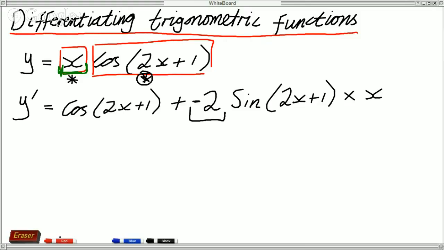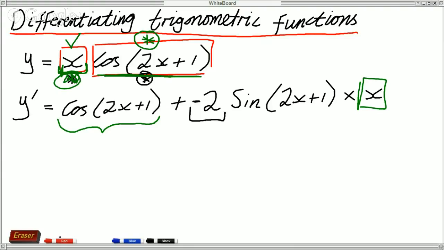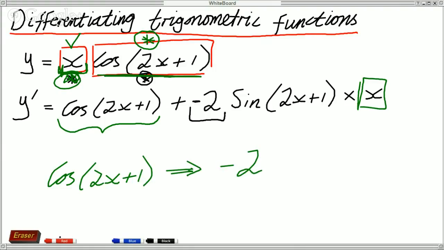So what did we do there? Well, the first term here, due to the product rule, is we differentiate this and we keep this cos term constant. That was the easy one. The second term, it'll have a times x on the end because of this x at the front here, and we're differentiating cos this time. If we differentiate cos 2x plus 1, that will turn into negative 2 sine 2x plus 1.